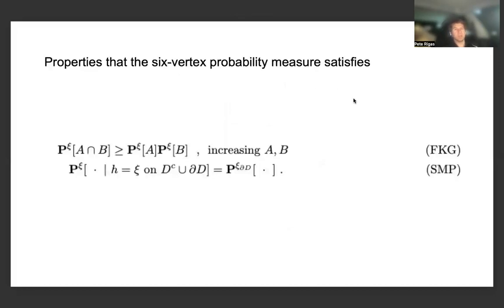And there are properties that the six vertex probability measure satisfies because we have FKG and SMP properties, standing respectively for Fortuin, Kasteleyn, and Ginibre, and special Markov properties, which are very much the backbone of the Russo-Seymour-Welsh arguments. Typically, other models like Bargmann-Fock, or other types of monochromatic waves, don't satisfy the FKG inequality. That very much makes a lot of the Russo-Seymour-Welsh arguments and those crossing probability estimates completely different.